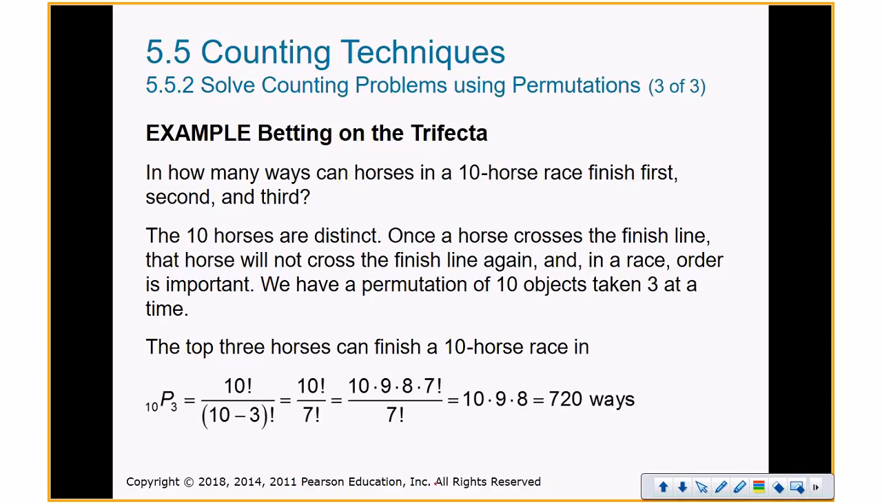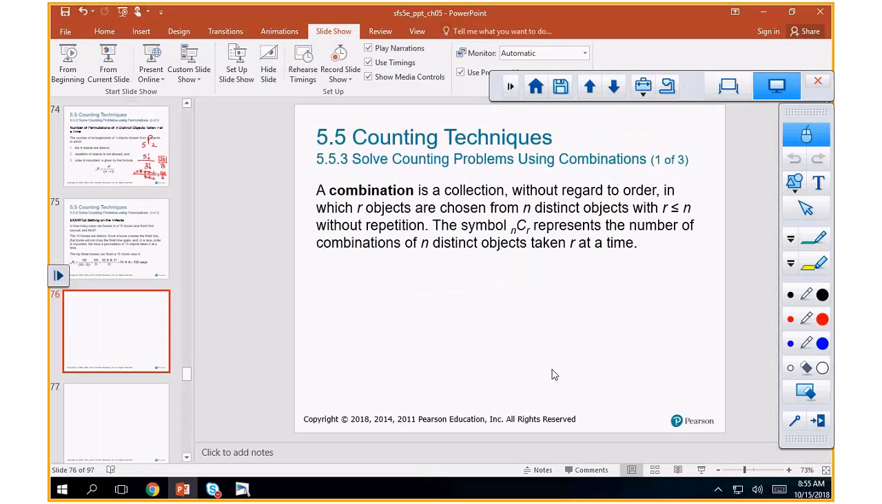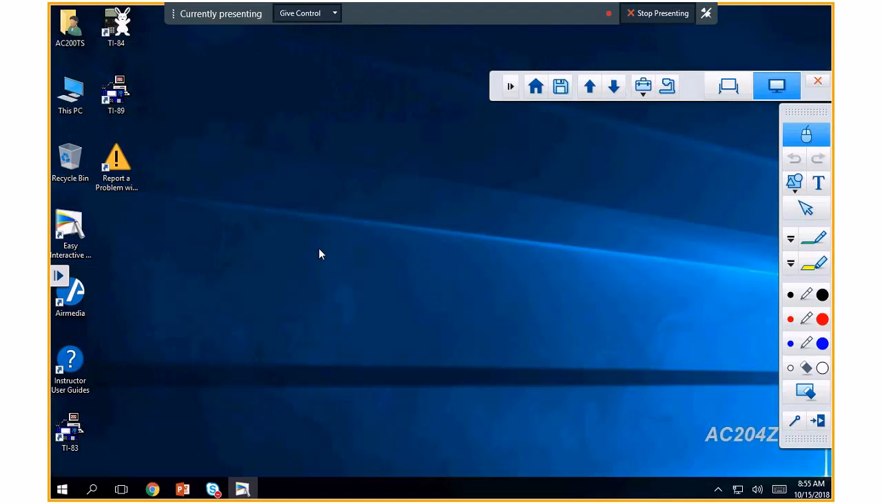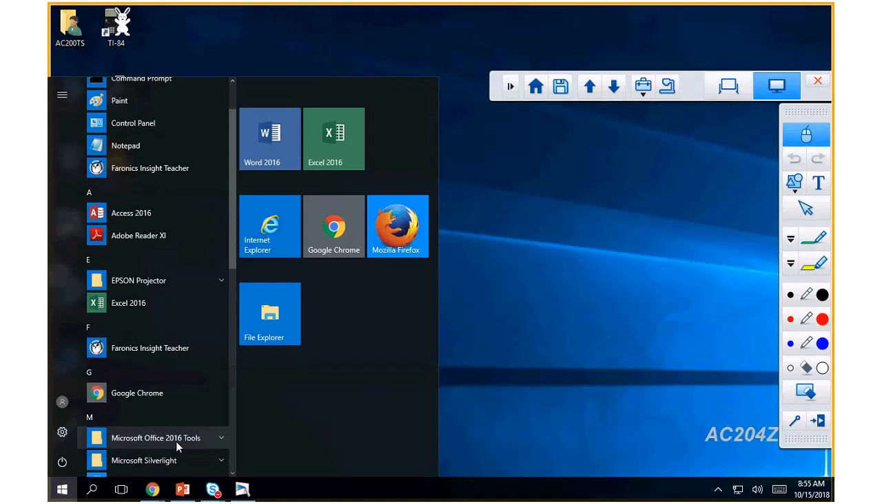Now, let's pull up our handy dandy calculator and spreadsheet. So basically what we just did in that last one is figure out how many different ways, orders they could cross the finish line.